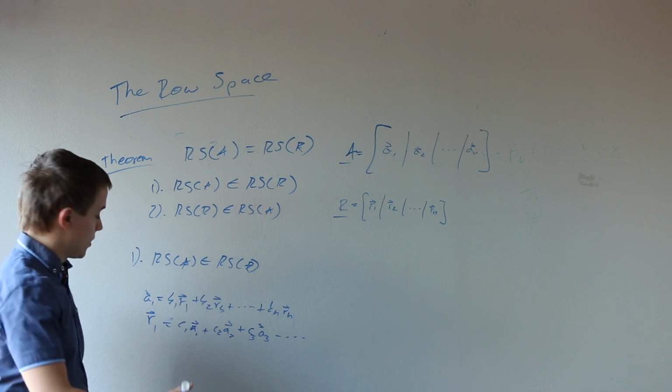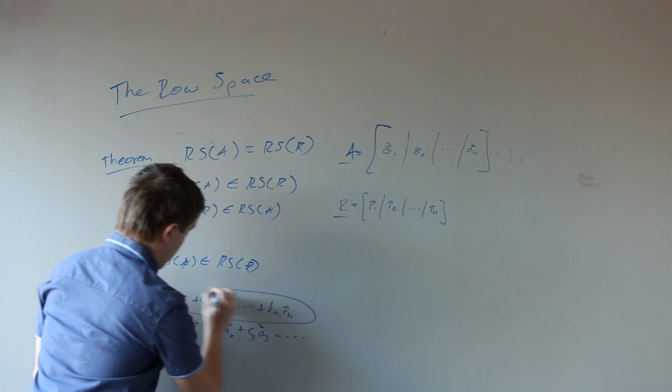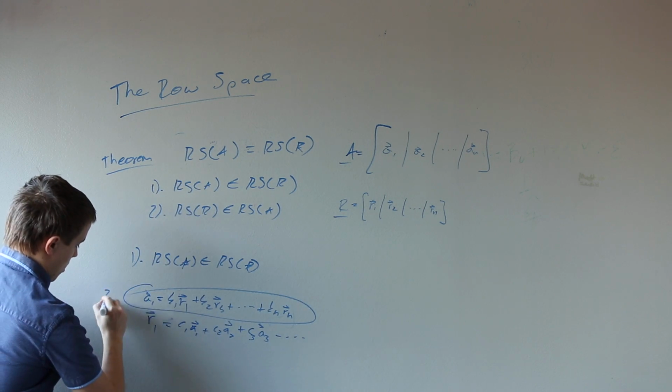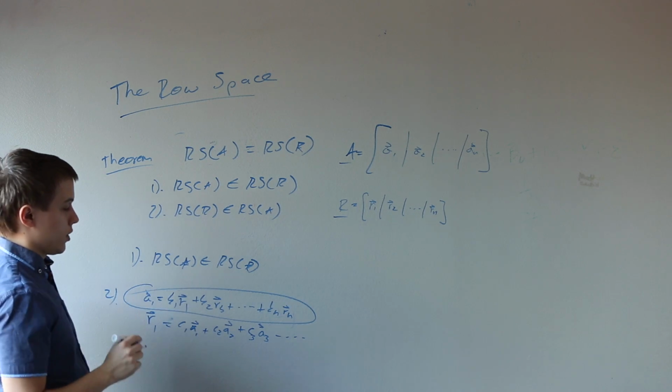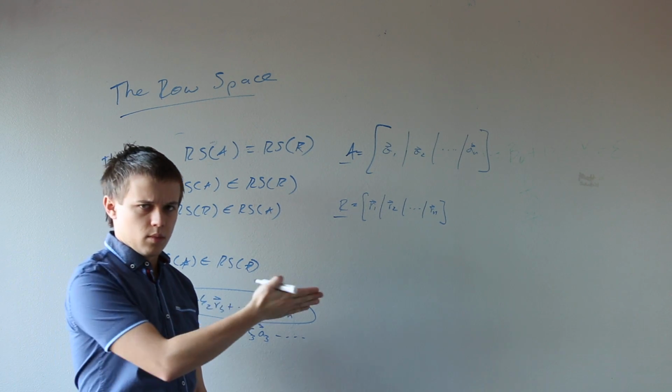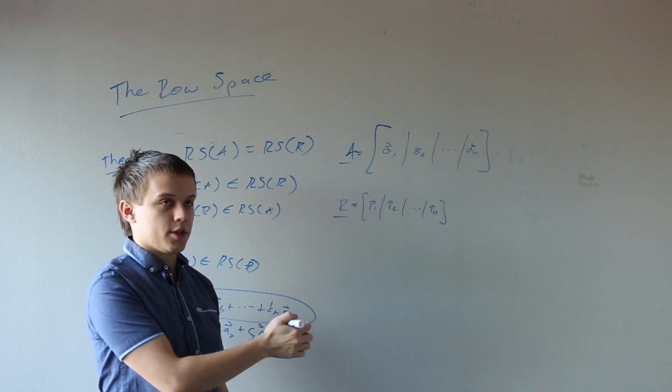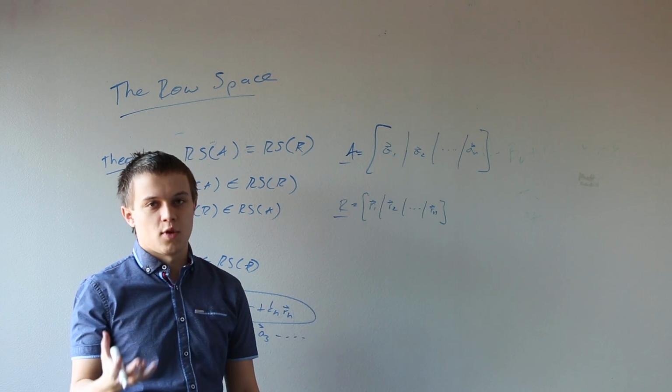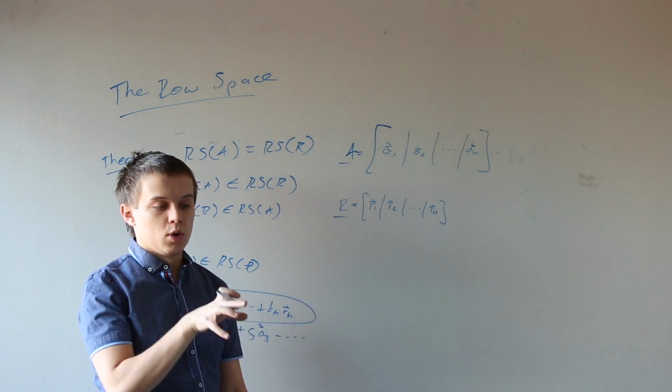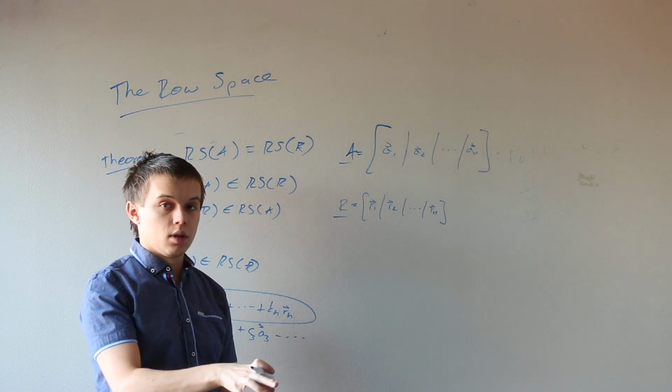And as I showed first, because of the reverse, you could just reverse the elementary row operations and you're going to get back to A, which means that the row space of R is contained within the row space of A, which means that the two row spaces are equal.